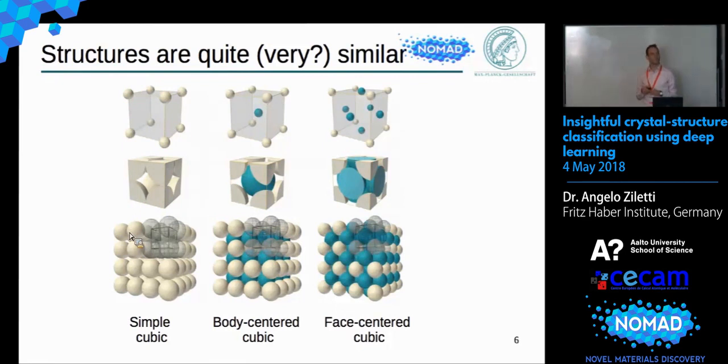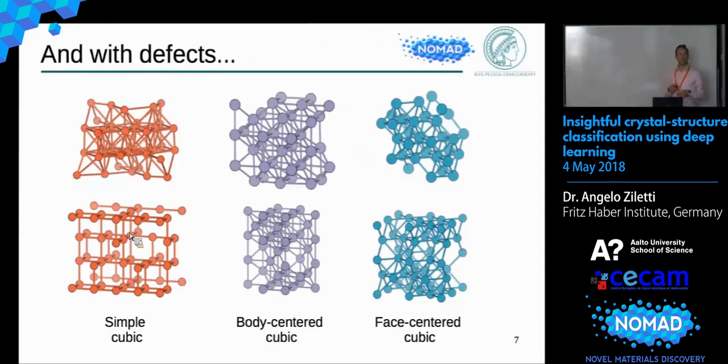And so here you have a simple cubic, then here a body-centered cubic, and this is a face-centered cubic. So the packing is different. But it's still quite a challenge when you have lots of defects. If you have a lot of random displacement, or up to 25% of the atoms are missing, then it's a bit harder to tell which is which, right? And we want to do it in an automatic way, so that's our goal.